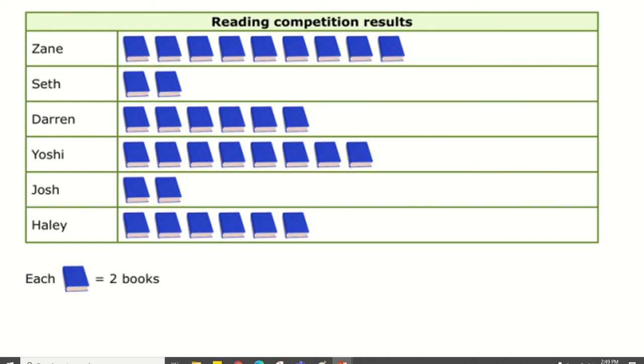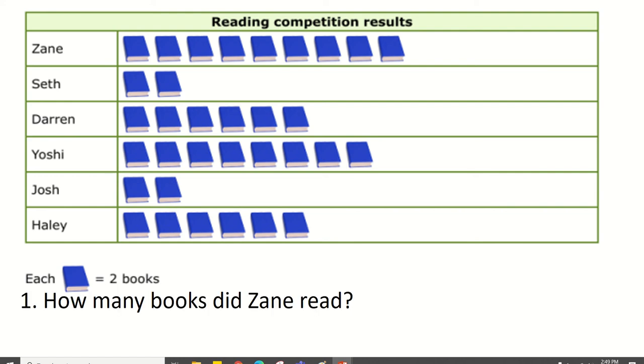Here's a pictograph of a reading competition. So 6 students read as many books as they could. If you look at the bottom of the pictograph, you'll see that each book represents 2 books read. So, how many books did Zane read? Can you figure that out?